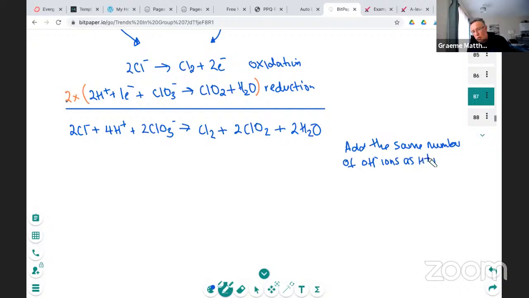Now, the reason why you do this is because it's an alkaline solution. Therefore, you can't have hydrogen ions floating around in alkaline solution. So if I've got 4 hydrogen ions on this side, I'm going to add 4 hydroxide ions on this side, like so, right? And I'm going to add the same number of hydroxide ions on the right-hand side.